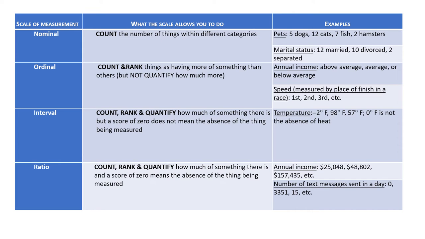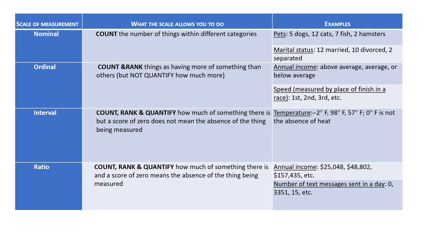Now, interval is the next step up in precision. It and ratio allow you to count, rank, and quantify. So it allows you to identify how much more of something one value is than another value. Temperature in Fahrenheit is a good example of an interval scale of measurement. If it's 100 degrees out Fahrenheit, I know that that is 2 degrees hotter than 98 degrees Fahrenheit. For any two temperatures on the Fahrenheit scale, I can compute exactly how much hotter it was in Fahrenheit degrees. So it allows me to quantify how much more one score is than another score.